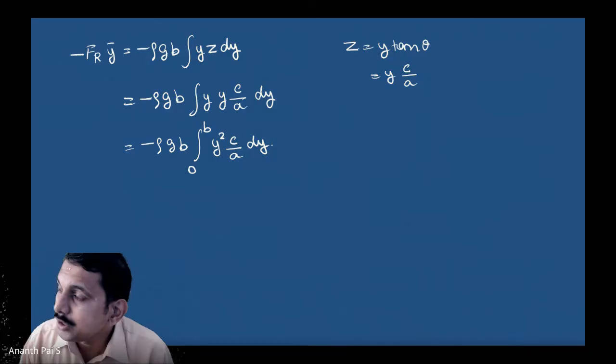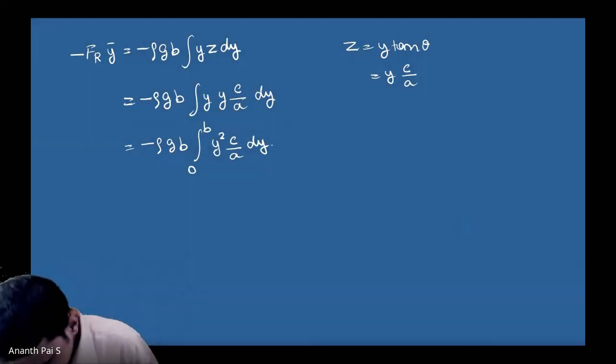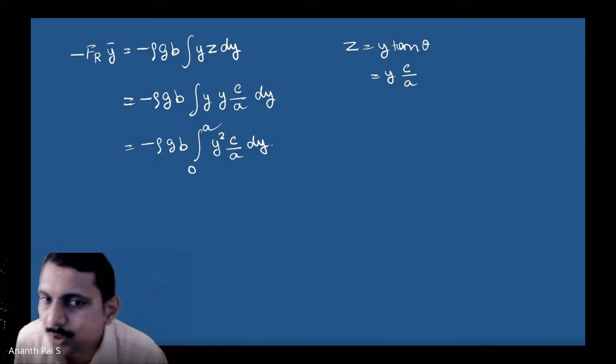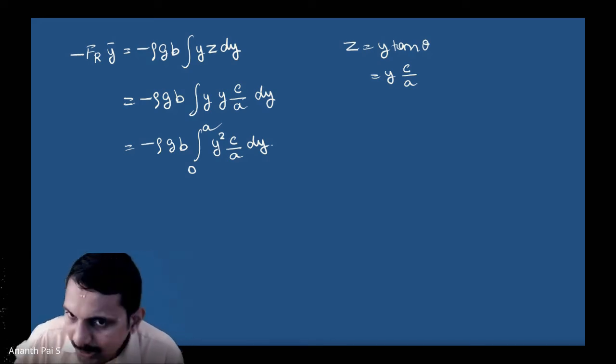Sir, 0 to A or 0 to B is the question. It is 0 to A. I'm very sorry, I made a mistake. It is 0 to A, and our students have correctly picked it. So it is 0 to A, y square C into dy. Correct? Let us integrate that.